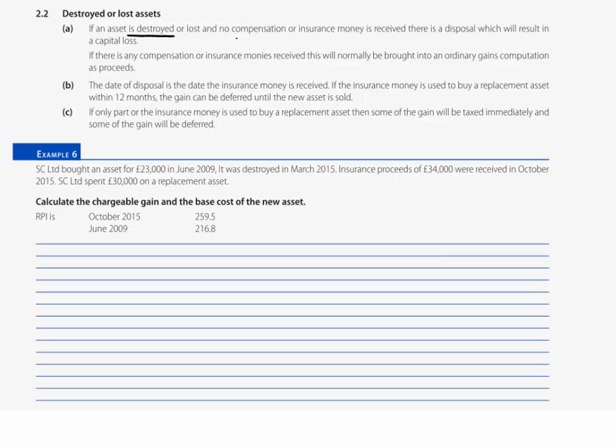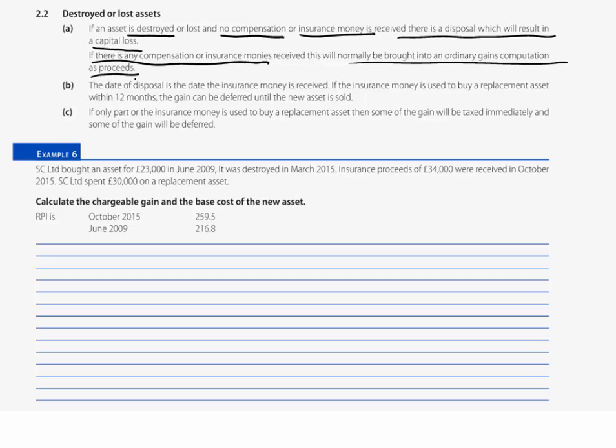So if an asset is destroyed or lost, and there is no compensation, no insurance money available, then your disposal consideration is nil. There's a disposal which will of course then result in a capital loss equal to the allowable cost incurred, because your disposal consideration is nothing. If there is compensation, insurance money is received, then that will simply be brought into an ordinary gains calculation as your proceeds. The insurance money, that is your proceeds, and you use that in a perfectly normal gains calculation. It is as if you had sold it, that the insurance proceeds are your sales proceeds.